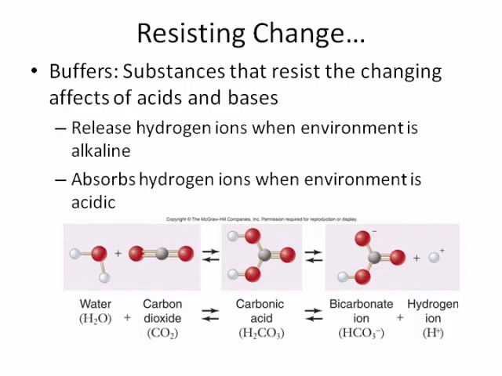And again, the reason for that has to do with our good old friends, the buffers. They resist change. When it's alkaline, they're going to release hydrogen ions. That's going to drop the acidity. When it's too acidic, buffers are going to absorb hydrogen ions, and that's going to turn it more basic. It's a back and forth game.